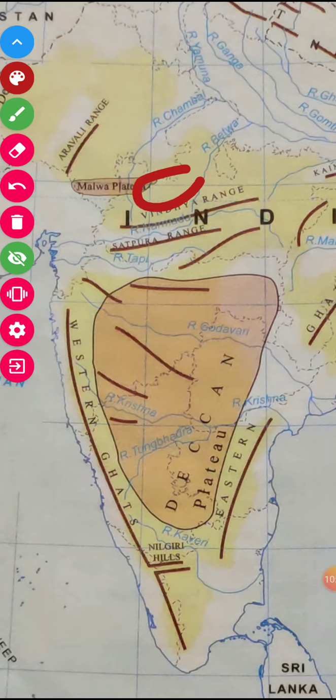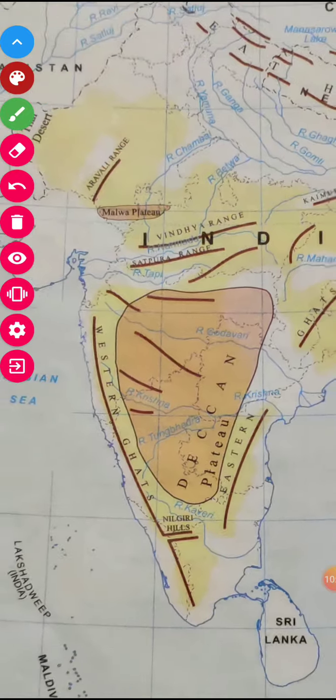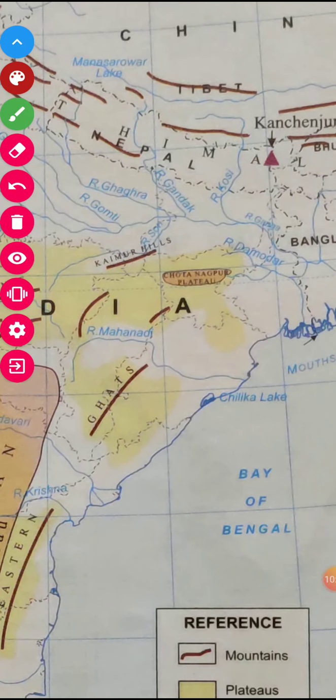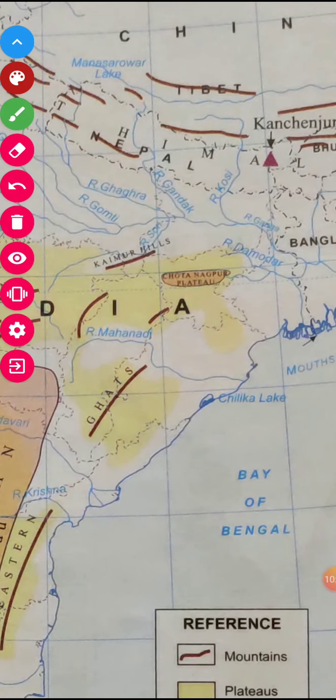Let me do it again. This will be Malva Plateau. And Chota Nagpur Plateau you will find here in the eastern part of India, nearby river Damodar. You can mark this area as a Chota Nagpur Plateau, the plateau where a large number of minerals, metallic minerals are found.